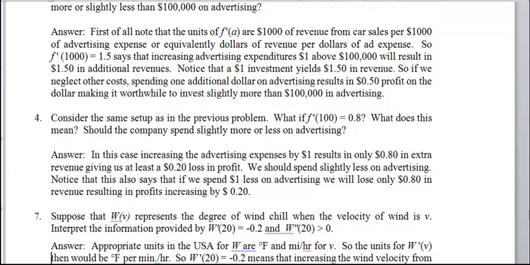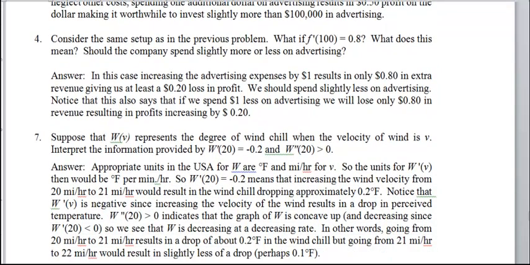Okay, well, first of all, let's think about what the units would be. That can kind of help us. If you're in the United States, appropriate units for wind chill are degrees Fahrenheit and miles per hour for velocity. So the units of W prime of V would be the units of W divided by the units of V, so degrees Fahrenheit per mile per hour. Okay, so W prime of 20 equals negative 0.2 means that increasing the wind velocity from 20 miles an hour to 21 miles an hour would result in the wind chill dropping by approximately 0.2 degrees Fahrenheit.